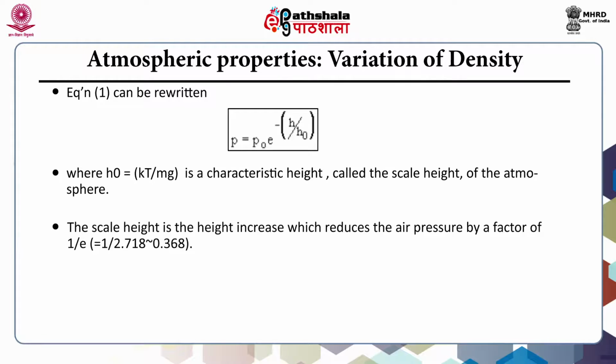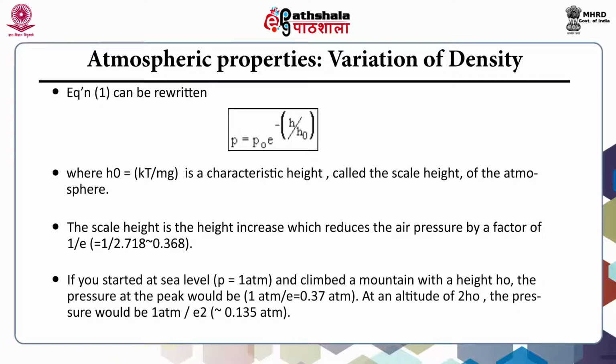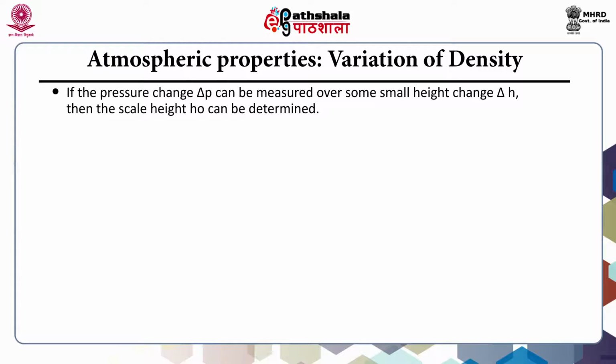The scale height is the height increase which reduces the air pressure by a factor of 1/e, which is equal to 1/2.718, or approximately 0.368. If you started at sea level, that is P = 1 atmosphere, and climbed a mountain with a height h0, the pressure at the peak would be 1 atmosphere divided by e, which is equal to 0.37 atmosphere. So at an altitude of 2h0, the pressure would be 1 atmosphere divided by e squared, which is approximately equal to 0.135 atmosphere.